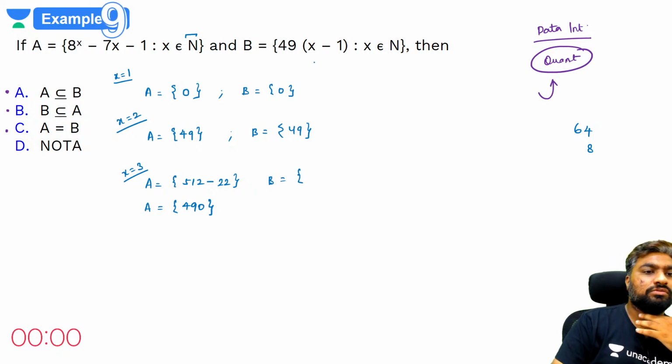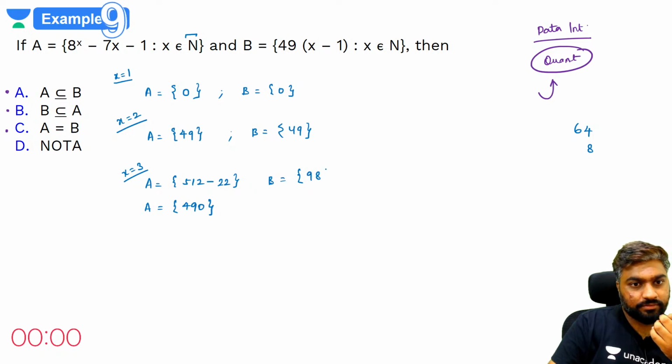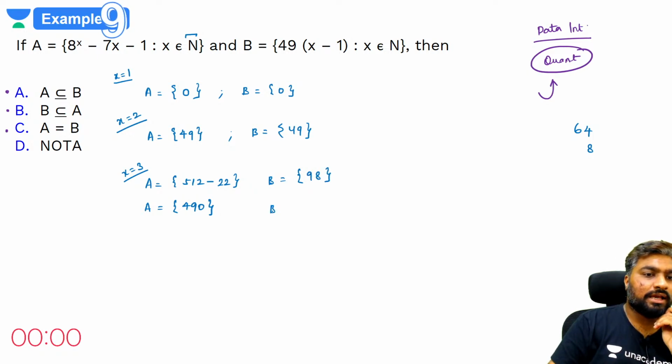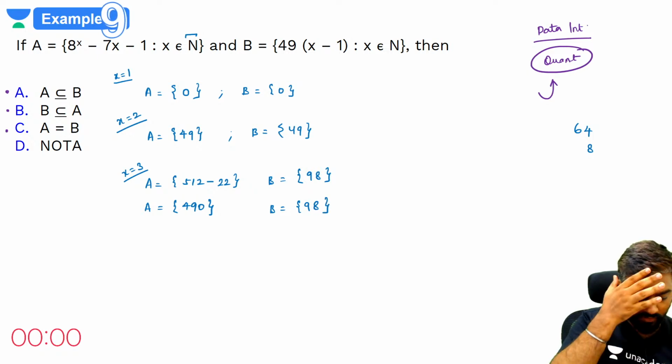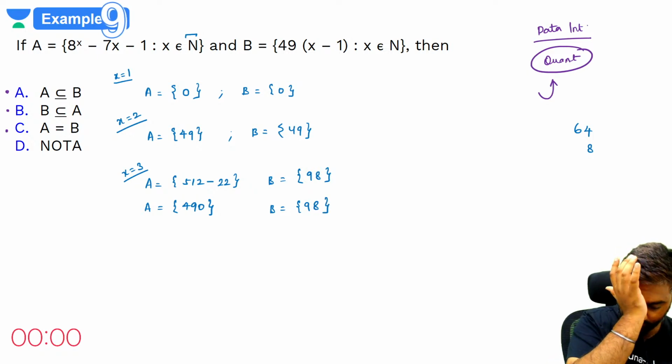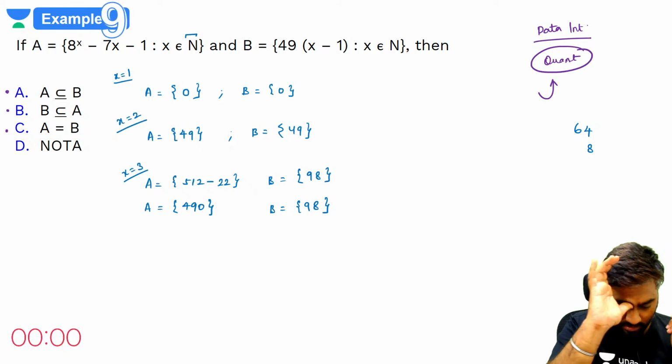49 into x minus 1, that is 49 into 2, 98. So guys, you now know that they may not be equal for the same values of x, right? Got it?